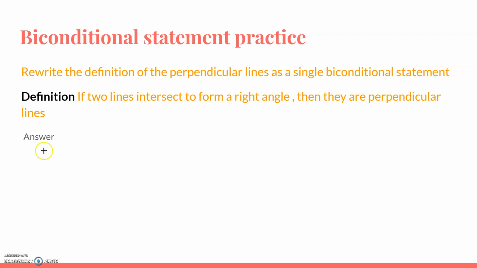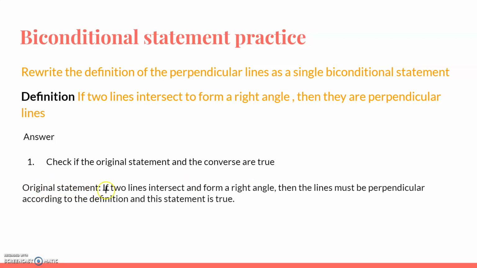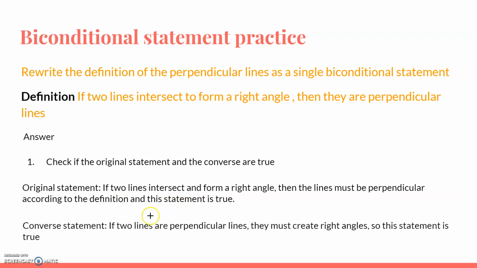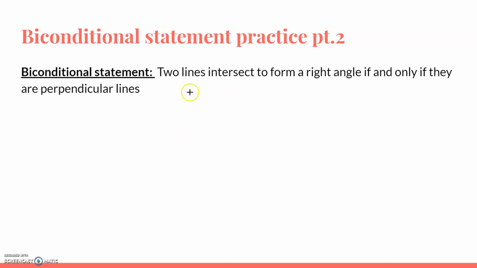Alright, now that you're back. For the answer, first we need to check if the original statement and the converse are true. The original statement: if two lines intersect and form a right angle, then the lines must be perpendicular according to the definition, and due to that, the statement is true. Next, the converse statement: if two lines are perpendicular lines, they must create right angles, so this statement is true. As you can see here, we flipped this and this, giving us the converse, and this is also true. So now that we know that, we can write our biconditional statement: two lines intersect to form a right angle, the hypothesis, if and only if they are perpendicular lines.